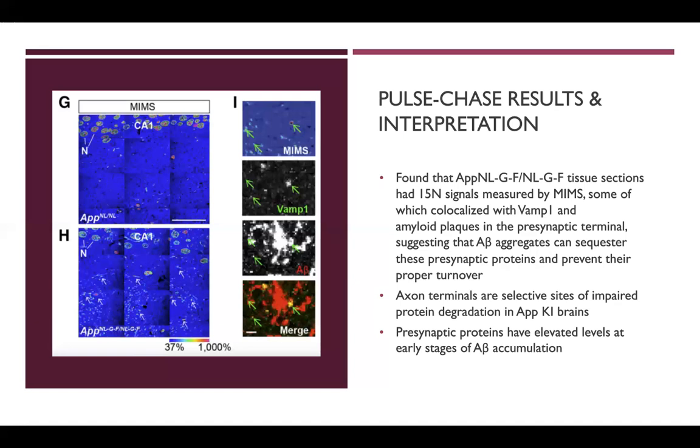And the axon terminals, the presynaptic terminals, are the selective sites of impaired protein degradation in these pathogenic genotypes of the APNLG and APNLF brains. So that is the results of this experiment, and that is pulse chase.